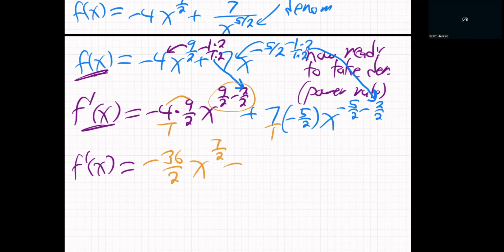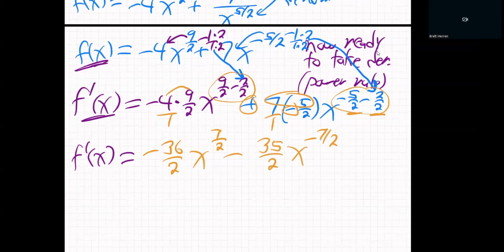Minus, now see up here, 7 over 1. Remember when a whole number is multiplying a fraction, multiply the top and bottom. It's going to be negative, right? Because positive times negative is going to be negative. 5 times 7, 35 on the bottom. 1 times 2. x to the, what do we do with these powers? Subtract them, minus 7 halves. 5 halves and 2 more is minus 7 halves. One more step and we have wrapped it up.